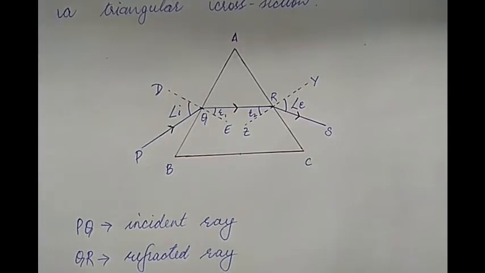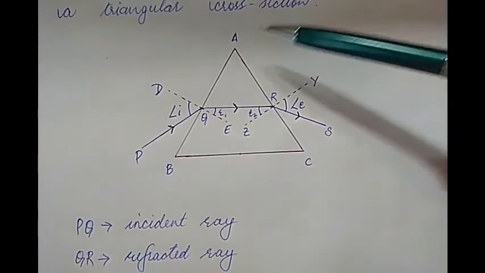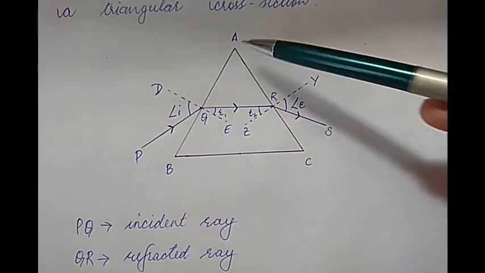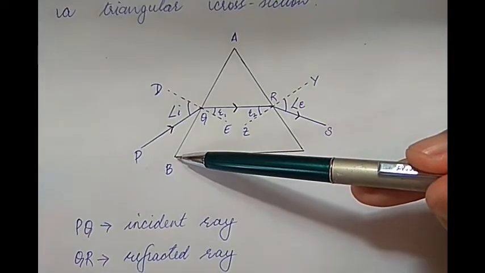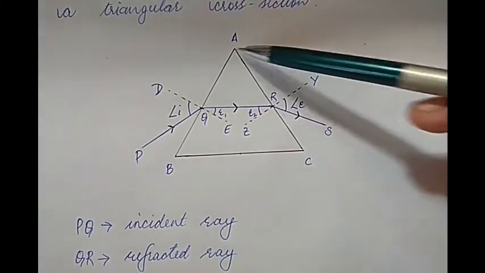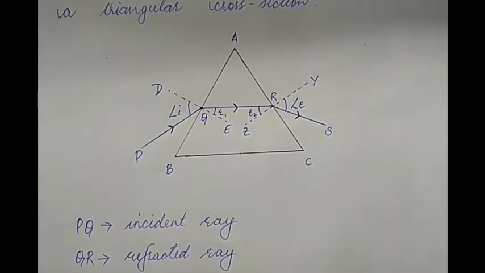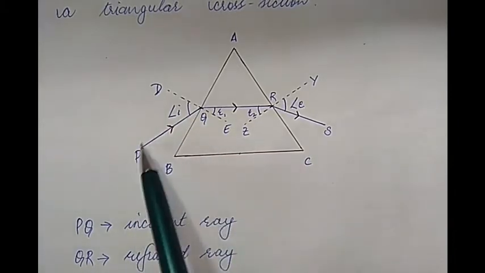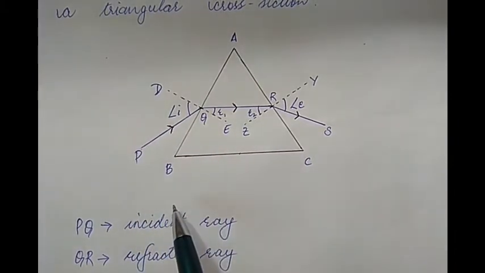In this picture, we are only looking at the principal section of the prism, which is ABC. Here, AB is one of the refracting surfaces, let me say the first refracting surface, and AC is the second refracting surface. And we have a ray of light coming from this side. So PQ is the incident ray.